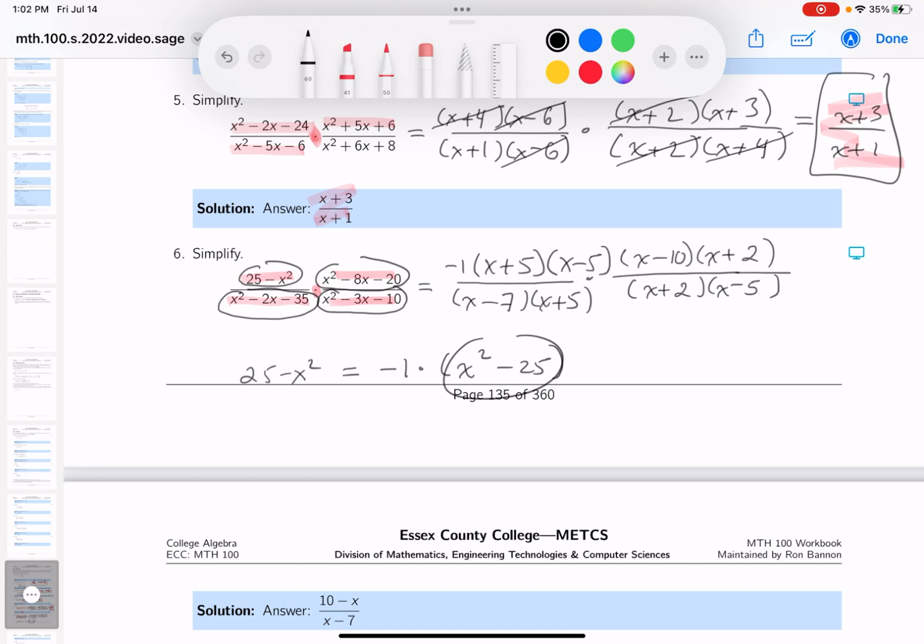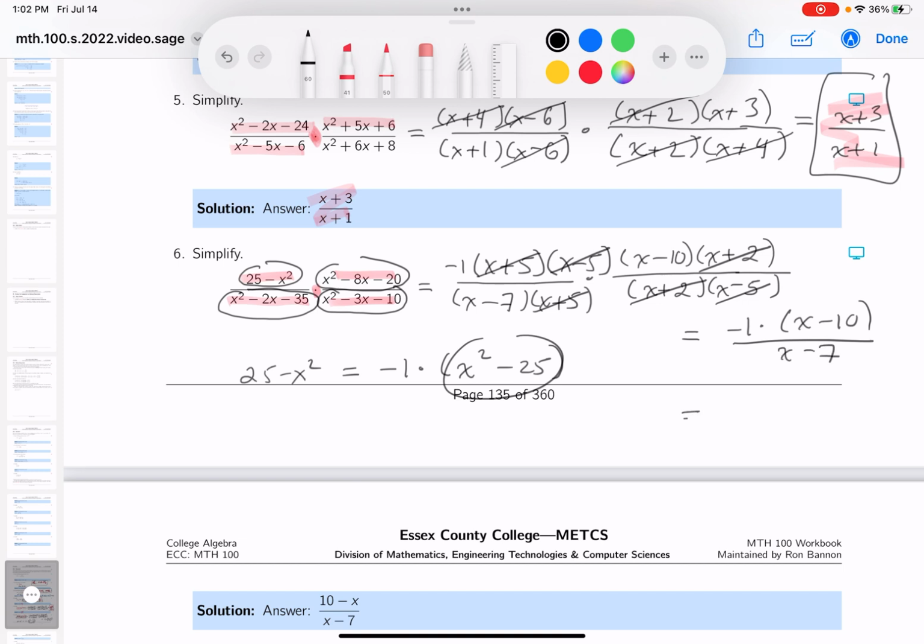What are we going to do now? I'm looking around for cancellations. So left to right, this cancels provided the x is not minus 5. This cancels provided the x is not 5. Now x minus 10 is not a factor on the bottom, so I'm not worried about that. X plus 2 cancels provided x is not minus 2. What are we left off with on top? Minus 1 times x minus 10 over x minus 7.